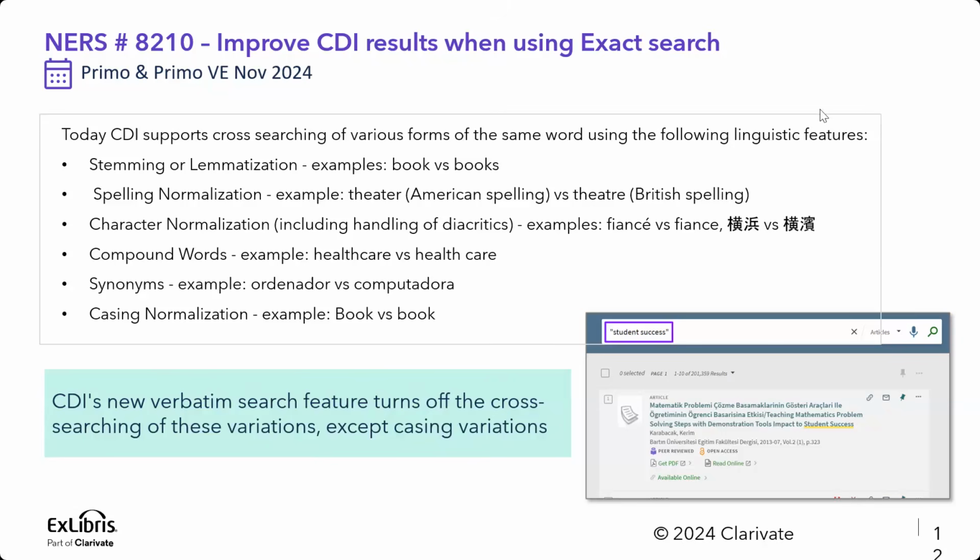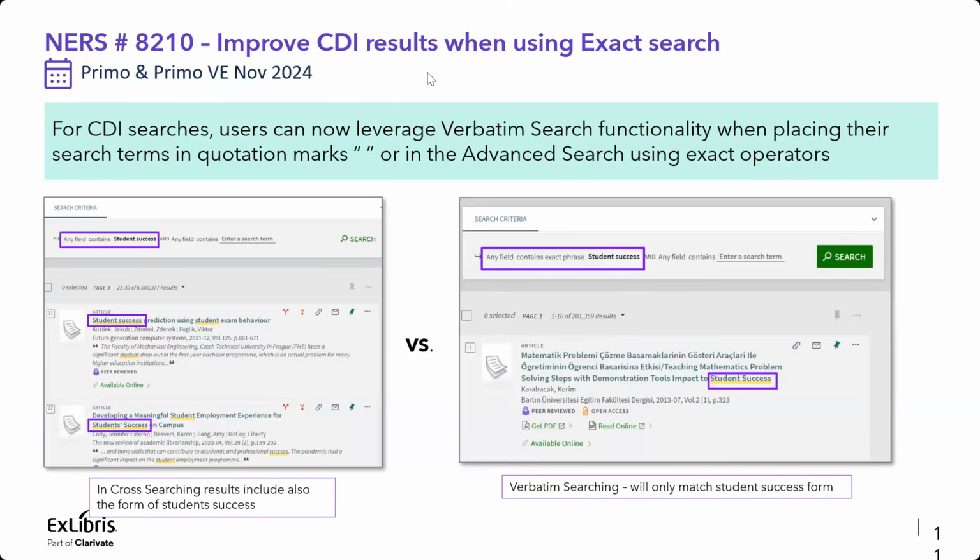Okay, so I would like to share with you the enhancement requested by the community of improving search results, CDI searches, mainly when users are using quotation marks or when using one of the exact operators that we are giving with the advanced search.